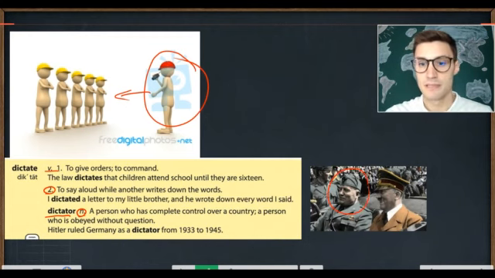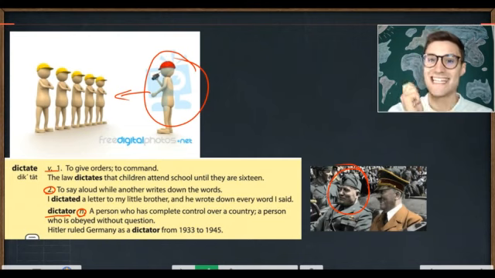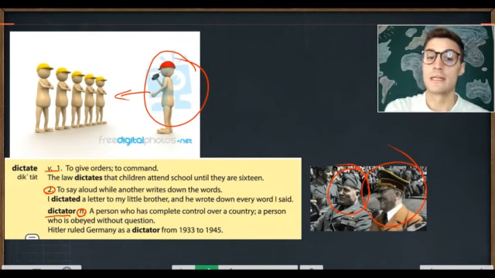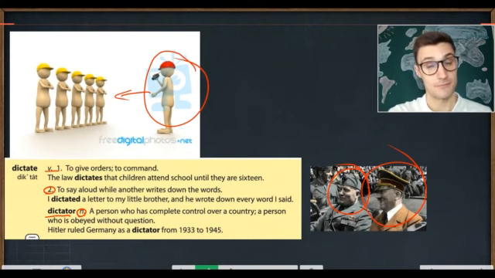This one is Benito Mussolini. He was an Italian dictator. This is Adolf Hitler, a German dictator. Hitler ruled Germany as a dictator from 1933 to 1945. Not good to have a dictator.